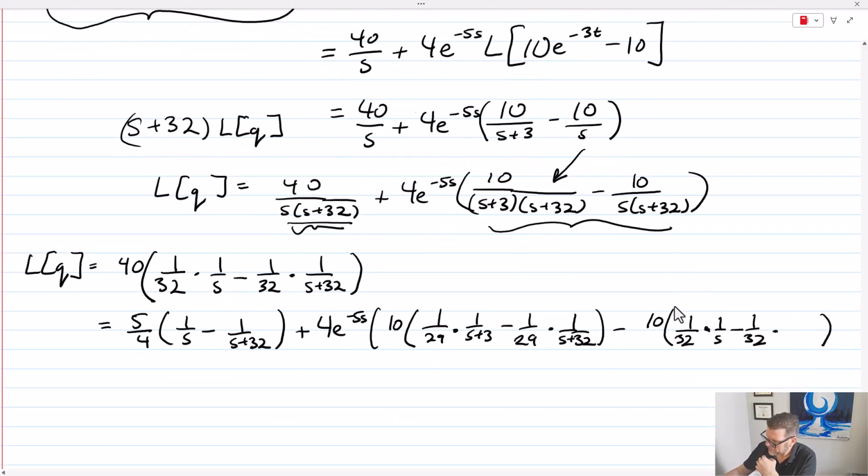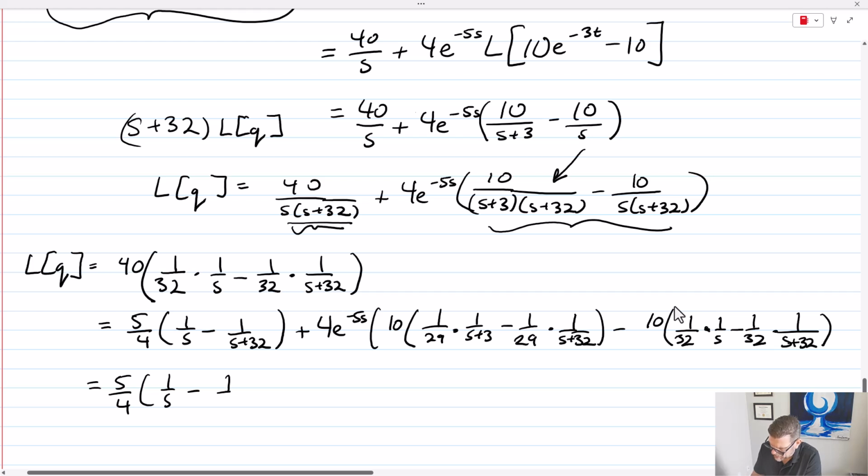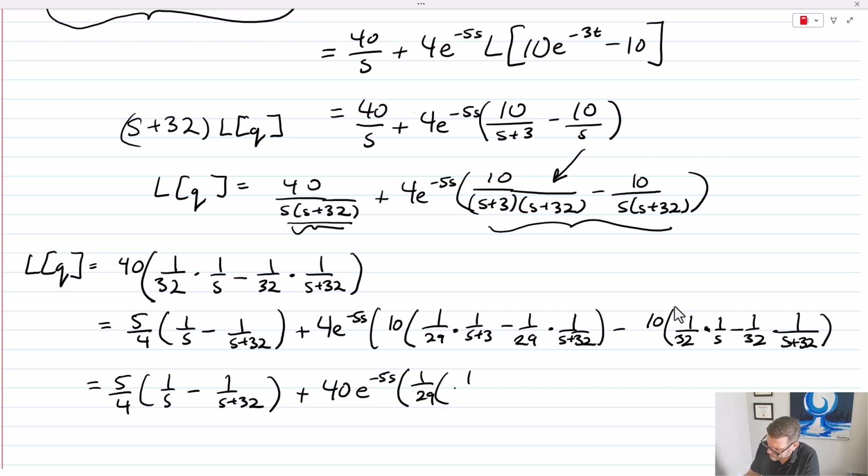And that's 1 over s plus 32. Now I've got 5/4 times 1 over s minus 1 over s plus 32, plus, and then let's pull out these 10s. So we're going to get 40e to the negative 5s times, and this is going to be 1 over 29 times 1 over s plus 3 minus 1 over s plus 32, minus 1 over 32 times 1 over s minus 1 over s plus 32.